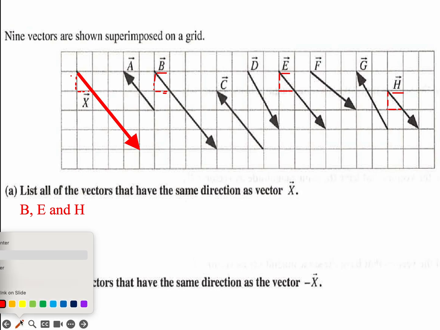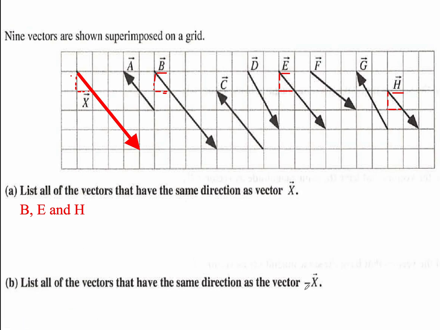List all the vectors that have the same direction as the vector negative x. And you might say, whoa, what is negative x? Well, we've worked with numbers before. If you've got 5, what's the negative of 5? Well, negative 5. How do you make a negative of a vector? Well, a negative vector has to have the same magnitude, but the opposite direction. So right here, this is negative x. It's got the exact same magnitude as x, but it's pointing in exactly the opposite direction.